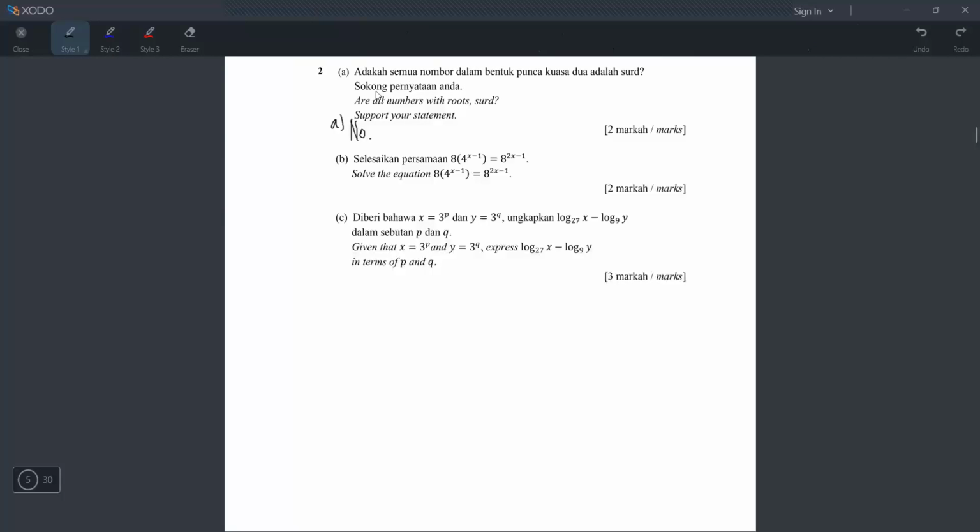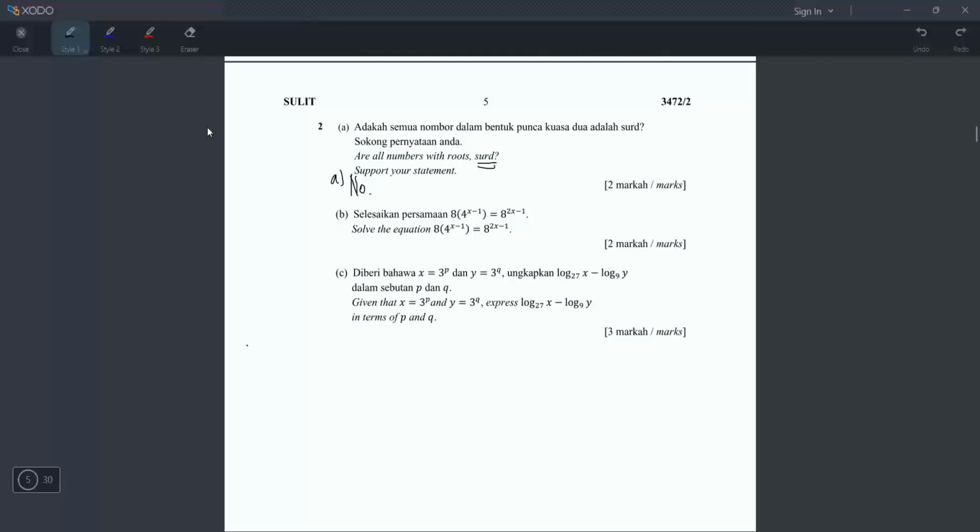So are all numbers with roots surds? If we want to do this question, we have to understand what is the meaning of surd, right? So I will use this empty space here. So surd is irrational number. Okay, if you look up the definition of surd in Google, this word will come out, irrational. Okay, later I'll explain what is irrational. And one more thing you have to remember is it's a non-recurring decimal.